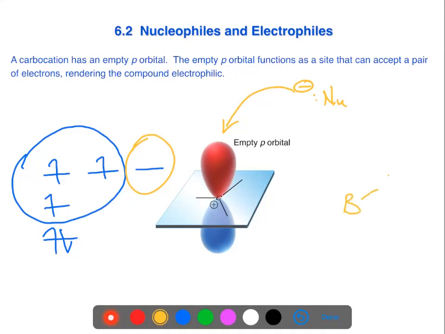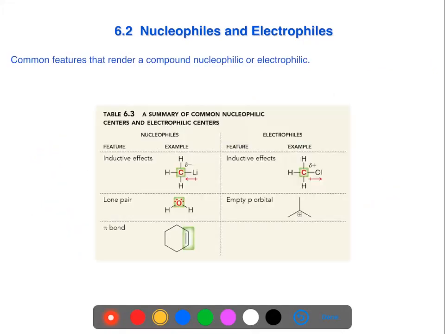So BH3, boron only has 3 valence electrons, and so it's always sp2 hybridized when it has 3 valence electrons. Boron also has an empty p orbital. So we'll see that boron-containing compounds are also great electrophiles due to the fact that they have that empty p orbital willing to accept electron density from a nucleophile. So in summary, some common features of nucleophilic and electrophilic centers are summarized in table 6.3.